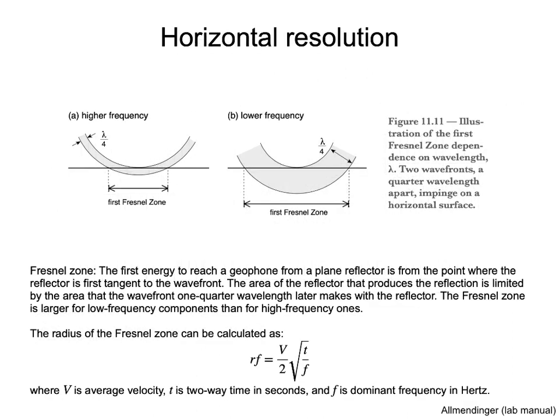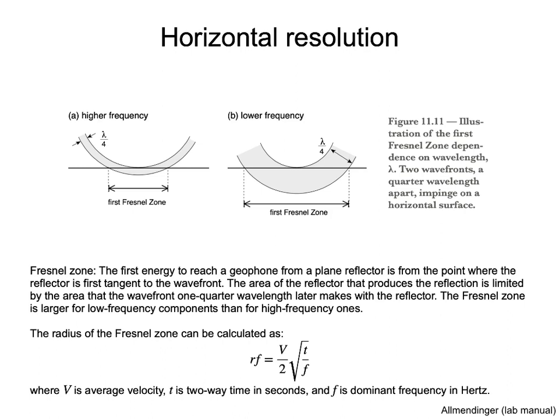The horizontal resolution of seismic reflection data depends on the Fresnel zone. The minimum resolvable horizontal dimensions are equal to the first Fresnel zone. The figure illustrates the first Fresnel zone for higher and lower frequency. The radius of the Fresnel zone is inversely proportional to frequency. Because frequency decreases with depth, the radius of the Fresnel zone increases with depth, and the horizontal resolution decreases with depth.